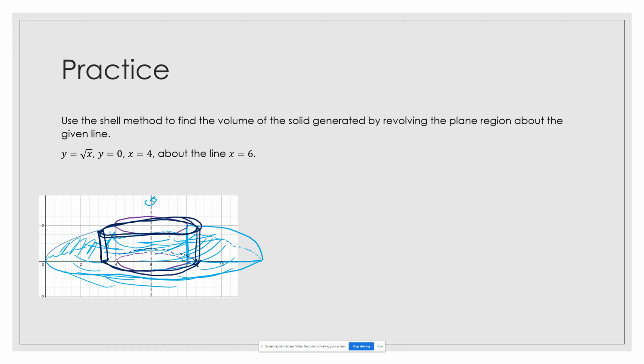So we are creating a shell like that, and the thickness of it is dx because they're vertical. So dx is going to be the thickness or the width, and then our height is going to be the equation because we are going all the way down to 0 this time. So it is just the equation. We don't have to subtract anything from it. So y equals the square root of x is our height, and then the radius is a little bit more challenging.